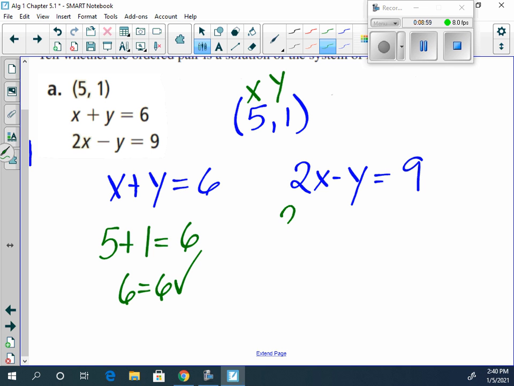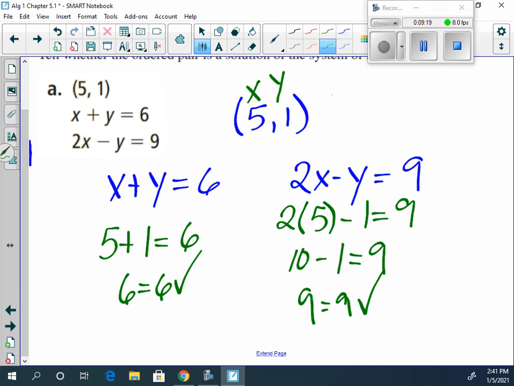So here we would have 2 times 5 minus 1. Because the y value is 1, the x value is 5, we plug it in. So let's simplify here. So 2 times 5 would give me 10, minus 1 is 9, so 9 is equal to 9. So is this a solution? Yes, it is a solution because it made it true for both. It has to be true for both statements. Any questions on this here?